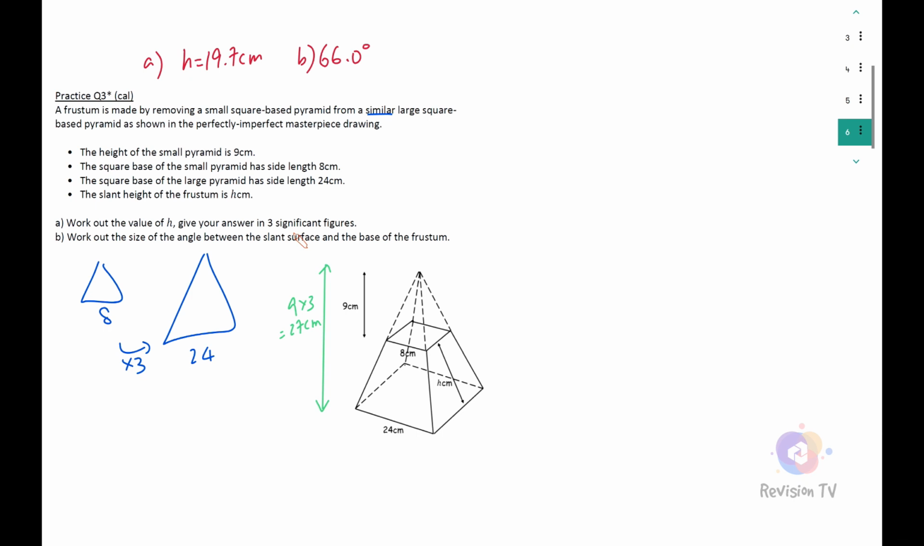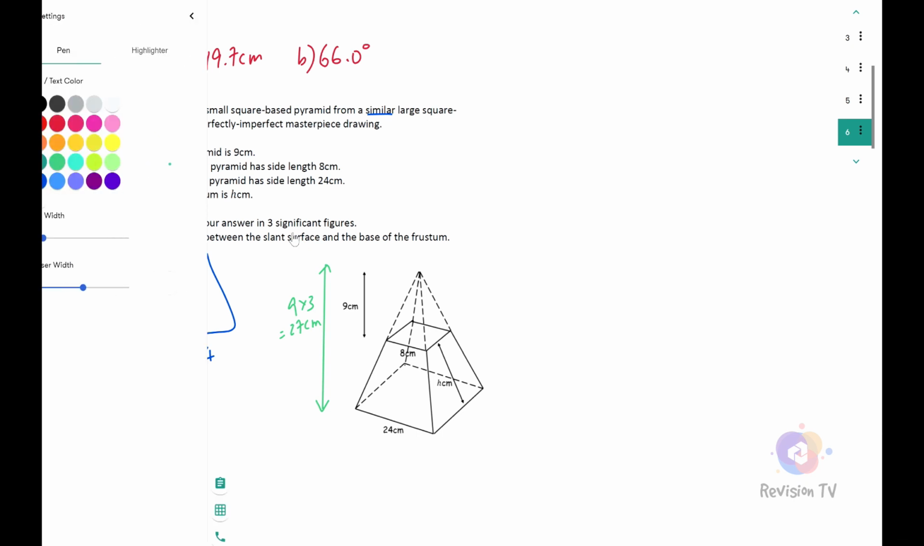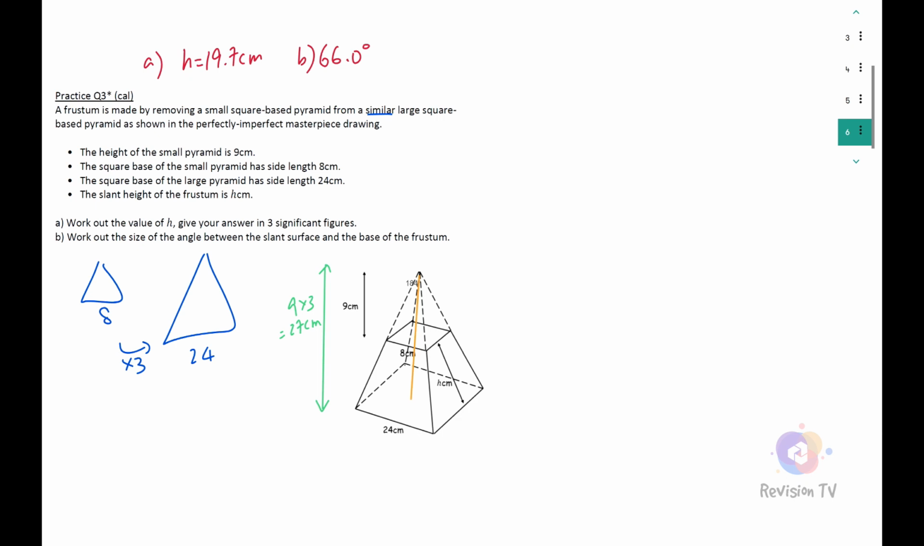Okay, now how does it help us? Well, what we can do is draw a straight line inside for the perpendicular height, like this, and then we can draw it out like this. Then if we can work out the whole slant height, h is going to be 2/3 of it, because we know the ratio is 1 to 3. So first of all, work out the big slant height. So we know the height here is 27 centimeters.